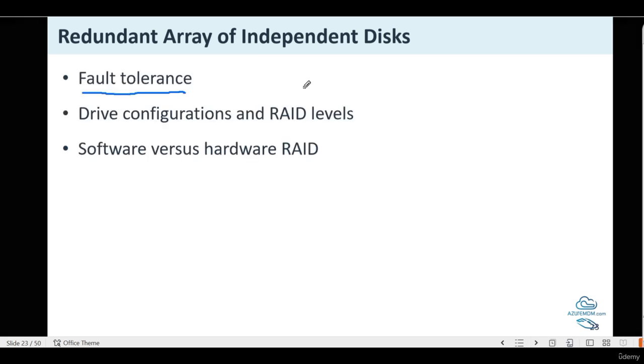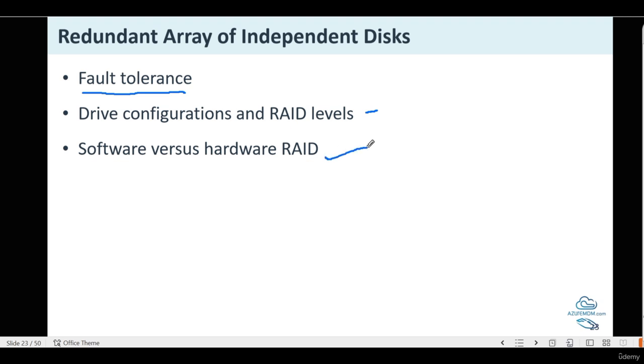So, what is fault tolerance? It is a system's ability to keep working even if a part like a hard drive fails, often using backups or redundancy. Drive configuration and RAID levels. These are different setups like RAID 0, 1, 5, or 10 that balance speed, storage, and safety by combining multiple drives.